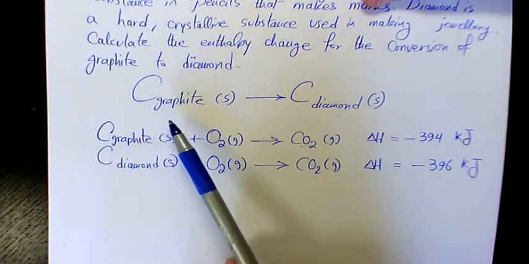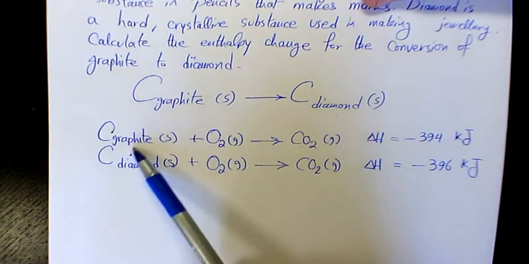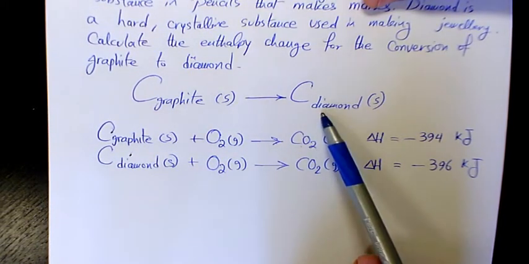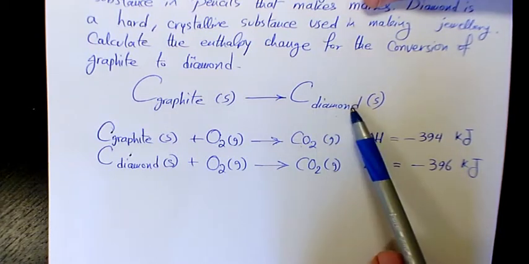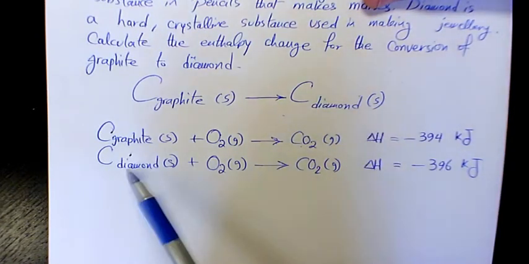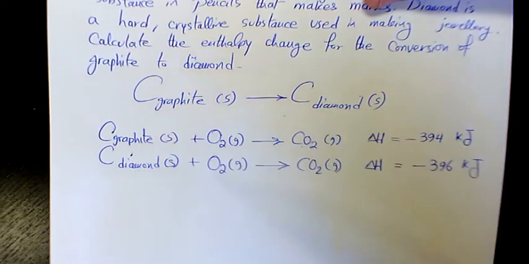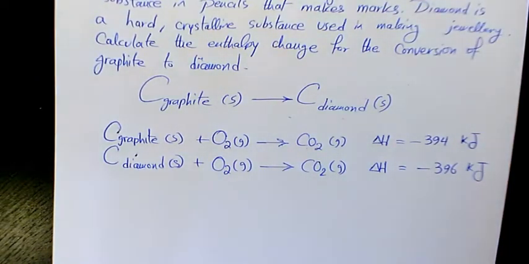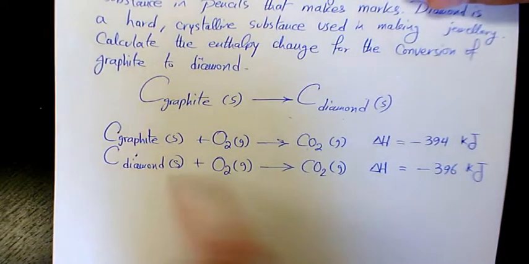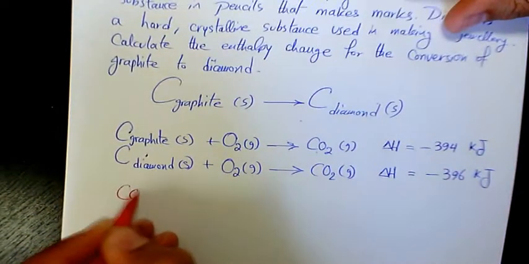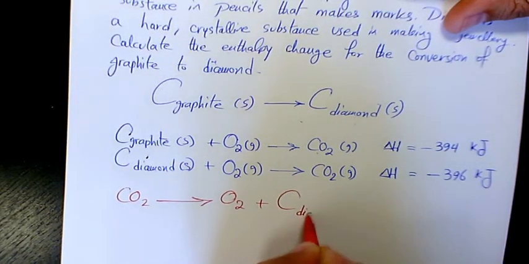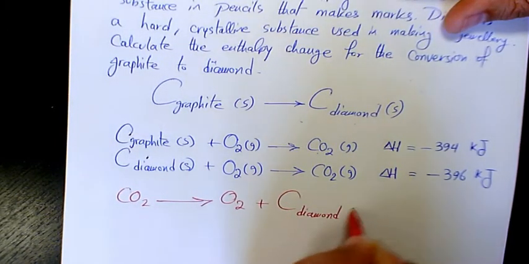So here we have graphite on the reactant side. We have graphite here on the reactant side as well. But if you look at the diamond, we have it on the product side in the overall reaction. This one we have on the reactant side. So in order to move it to the product side, sorry, you need to reverse it. So it's going to be CO2 gives us O2 plus C diamond in solid form.